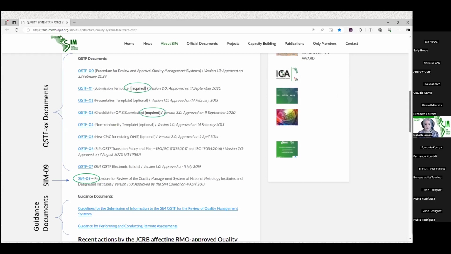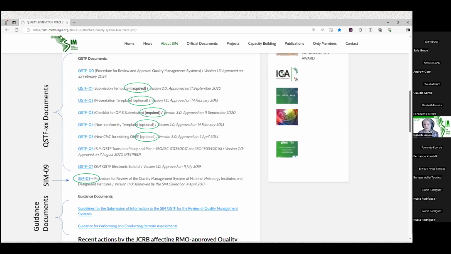Some are required. There are required tools such as QSTF-1 and QSTF-3. Some are optional, such as QSTF-2 and QSTF-4, which can be replaced by an equivalent or similar document or record as part of the submission to SIM QSTF. The use of QSTF-1 and 4 will be explained later on in the next session by Fernando and Milena.